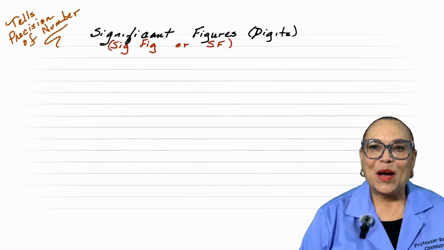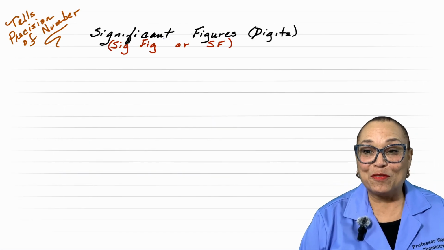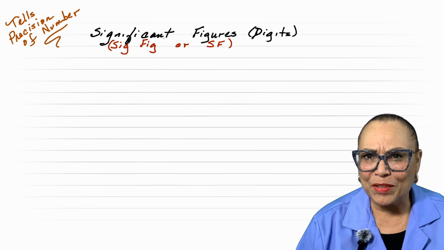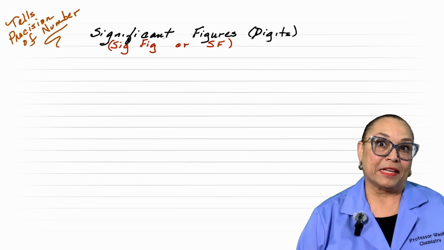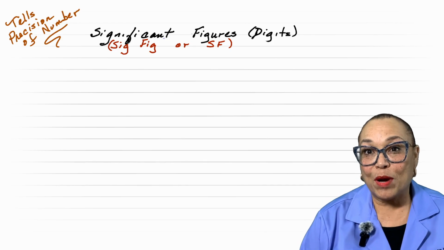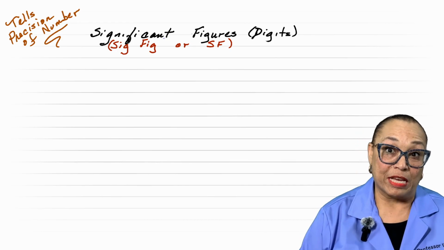Ready? Let's start class. Okay, let's talk about significant figures. Some people call it significant digits, but I like to say sig figs, because it means significant figures. Or I might write SF, that means sig figs to me.